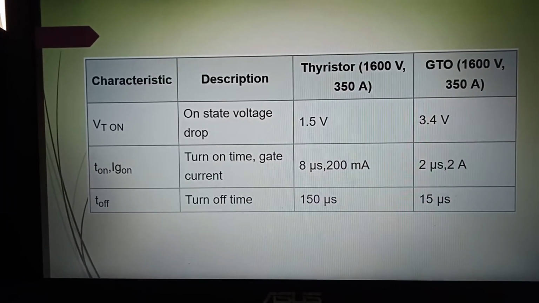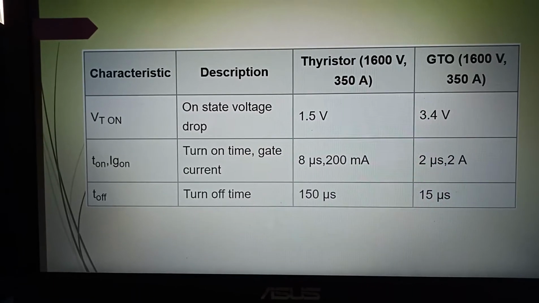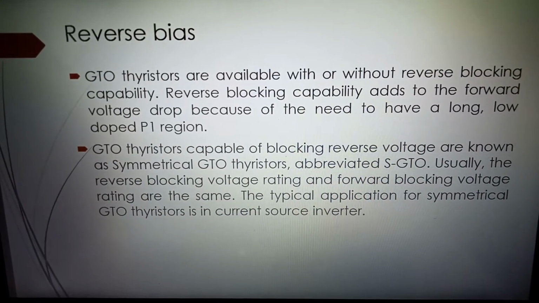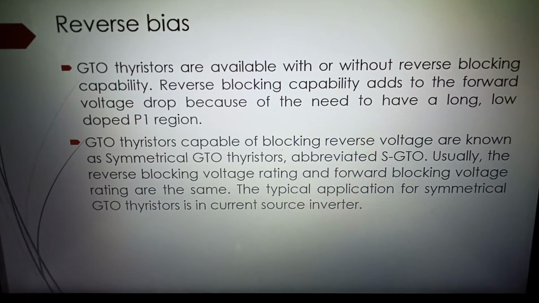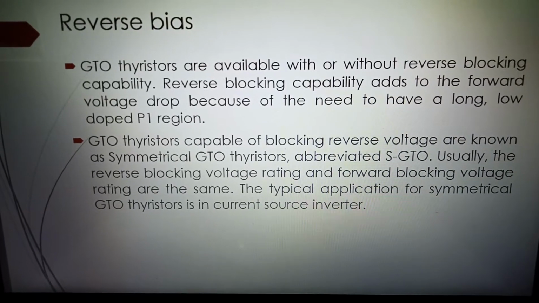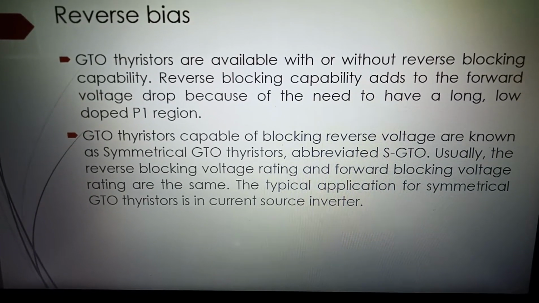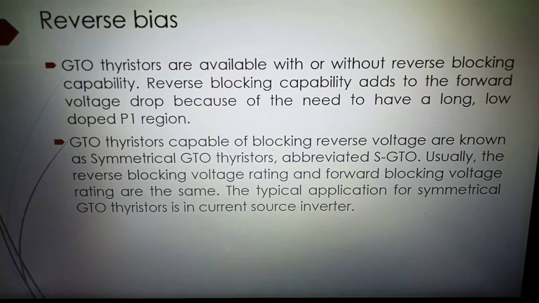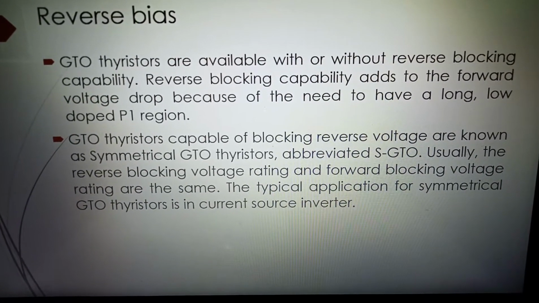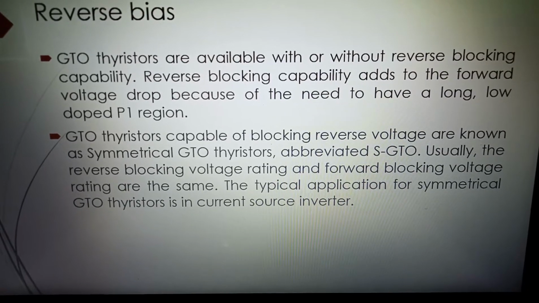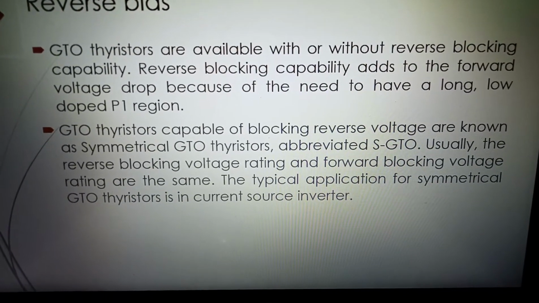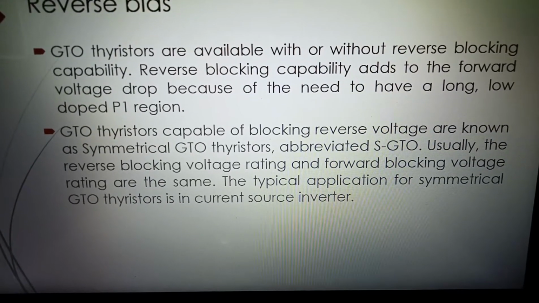This is the characteristic of GTO. GTO thyristors are available with or without reverse blocking capability. Reverse blocking capability adds to the forward voltage drop because of the need to have a long low-doped P1 region. GTO thyristors capable of blocking reverse voltage are known as symmetrical GTO thyristors, abbreviated as SGTO.